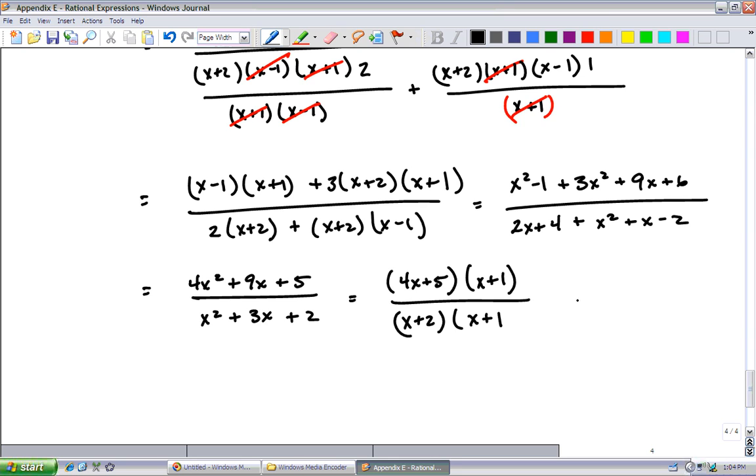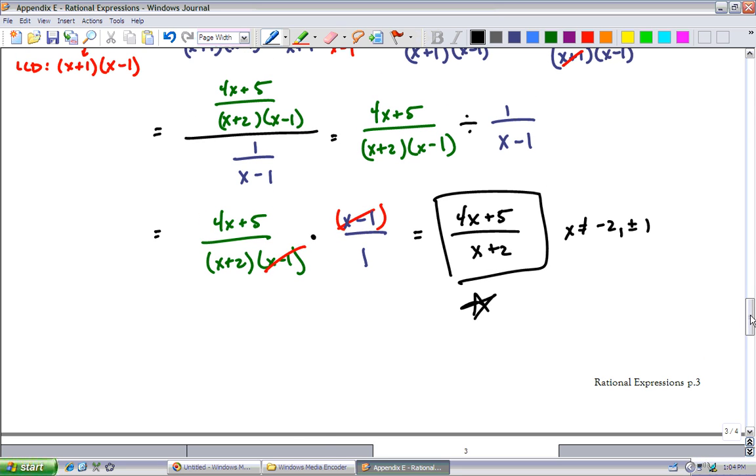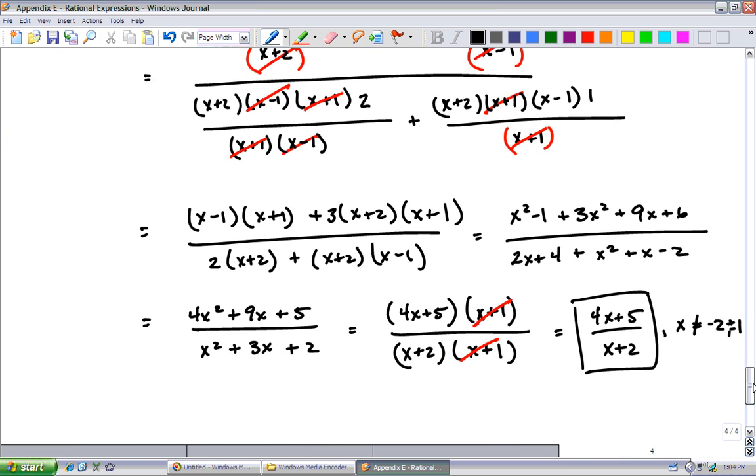Okay? And because of those x plus 1 common factors now, these will cancel. And we're left with 4x plus 5 all over x plus 2, where x cannot equal, from the very beginning, negative 2 or plus or minus 1. Okay? But this is our final answer here, which should match our method 1 answer. And it does.